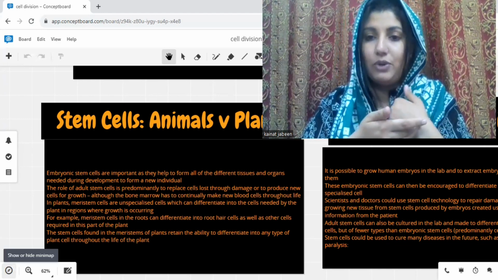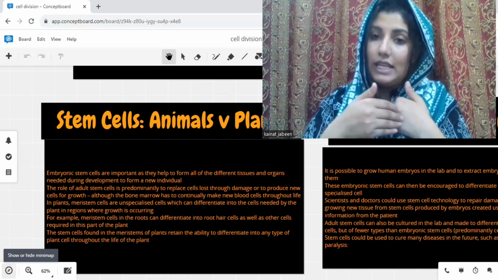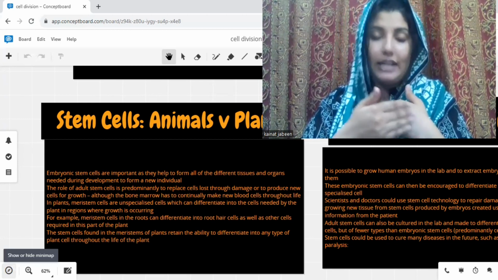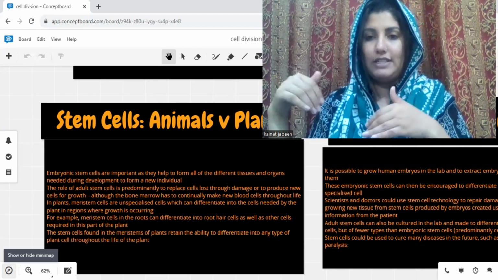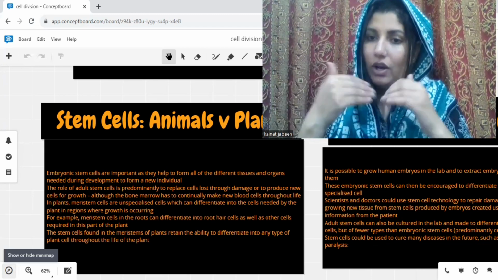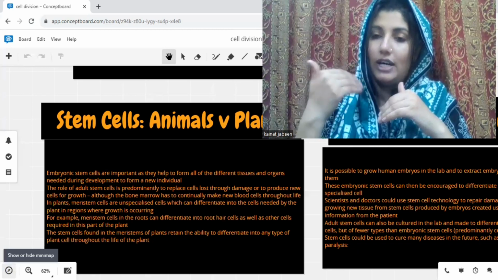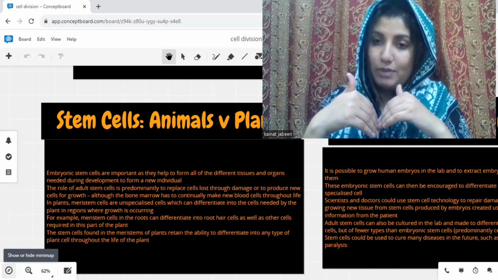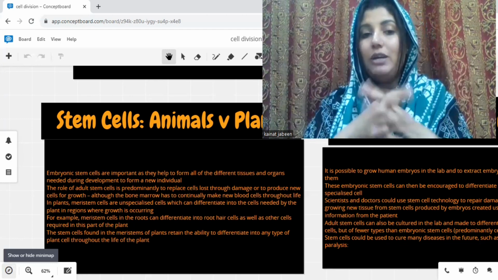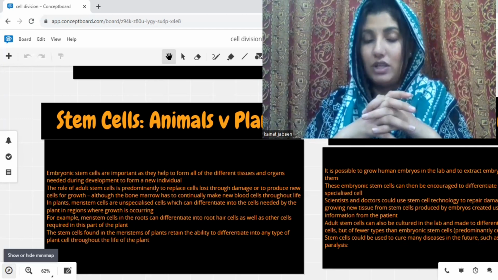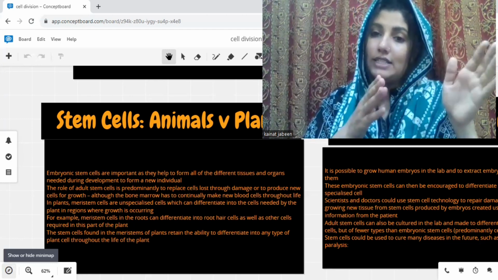The skin will grow after some time. Why? Because the skin has adult stem cells that can make new cells for the skin. If your liver is damaged, the adult stem cells of the liver have the ability to make new liver cells. So that's why adult stem cells are very important if you have any injury in your body.